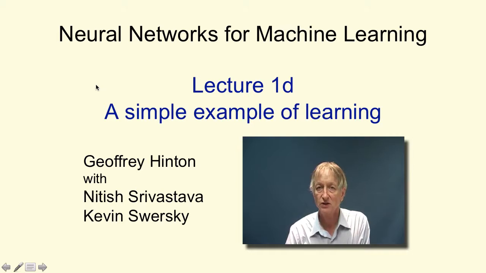In this video, I'm going to show you an example of machine learning. It's a very simple kind of neural net, and it's going to be learning to recognize digits. And you're going to be able to see how the weights evolve as we run a very simple learning algorithm.